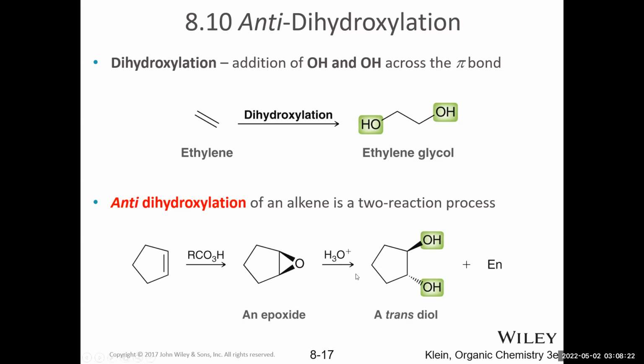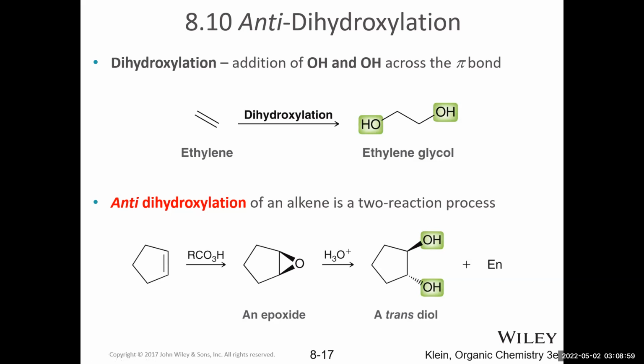And then we can treat that under acidic conditions, like dilute sulfuric acid, and we will end up with the anti-dihydroxylated product, right? Or you can think of it as trans. Remember, anti and trans are not exactly the same thing, but sometimes the terminology is used to mean the same thing. And because this is a chiral product, it's not a meso compound, we will get the enantiomer as well.